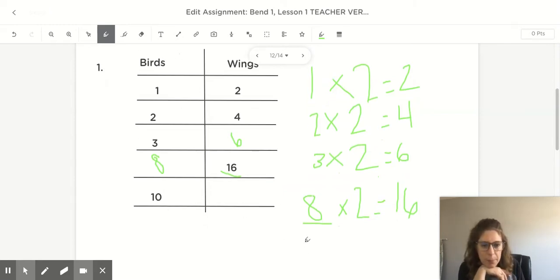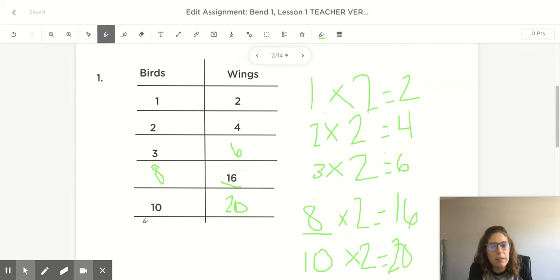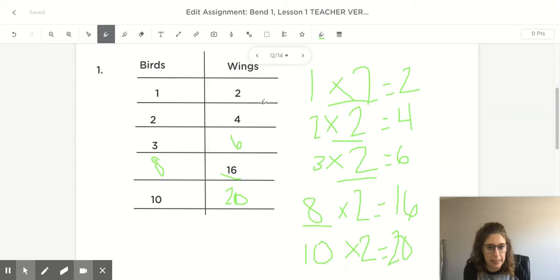And last one, 10 birds. How many wings do they have? 10 times 2. They have 20 wings. So I just filled out this ratio table to find all of these amounts of different birds and how many wings they have. And I thought about the relationship between these 2 columns. And the relationship is times 2, right? Because each bird has 2 wings.